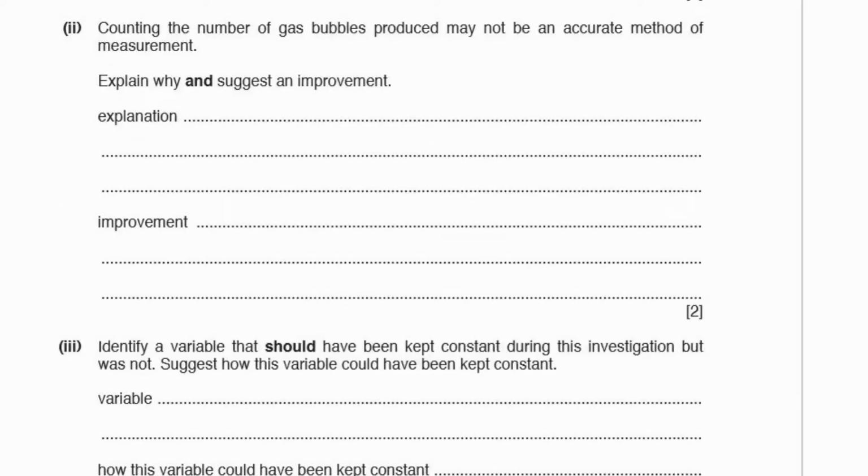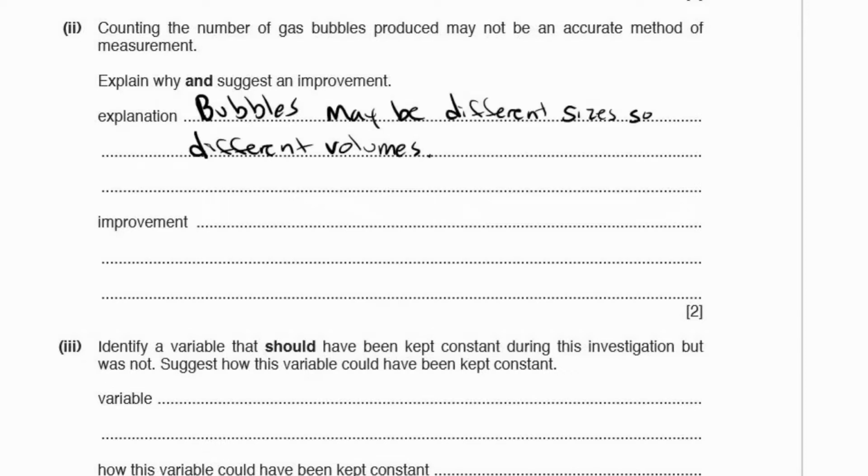Counting the number of gas bubbles produced may not be an accurate method of measurement. Explain why and suggest an improvement. So that improvement has to match the explanation. Okay, so the reason why, whenever you're measuring bubbles, is that some of the bubbles may be little bubbles, some of the bubbles may be big bubbles. They still count as a bubble, but the amount of oxygen produced can be very different. So the bubbles may be different sizes, so they could be different volumes.